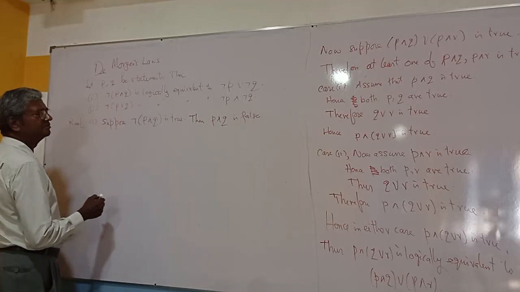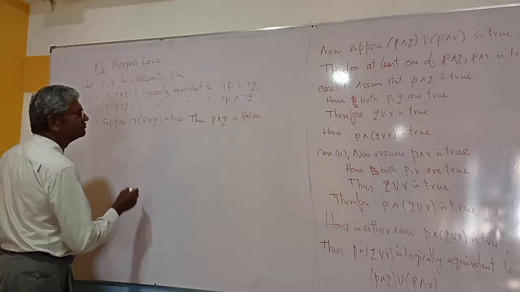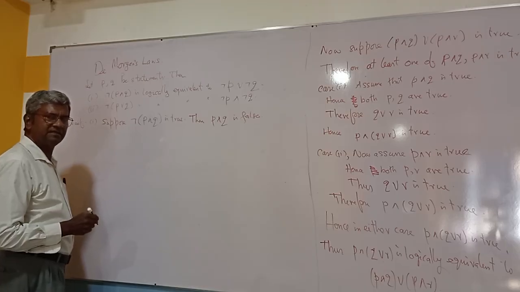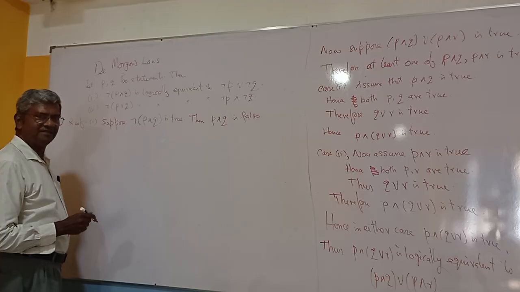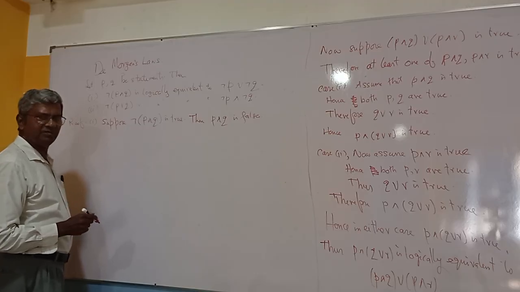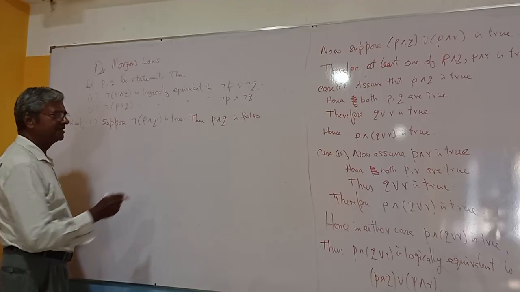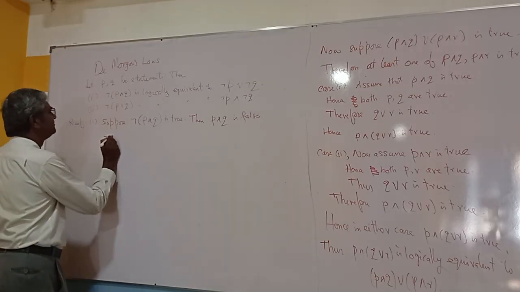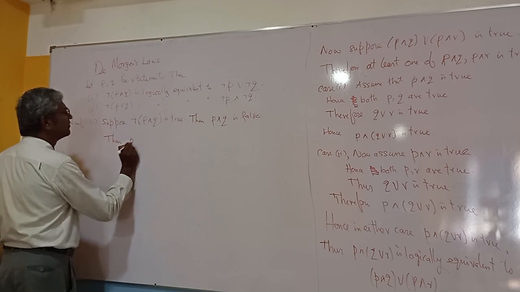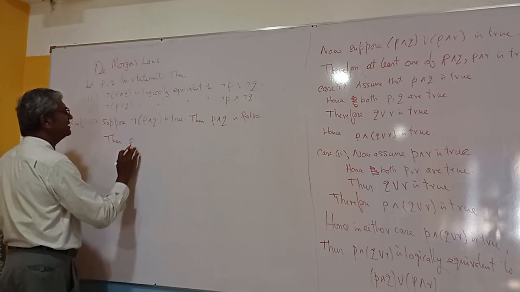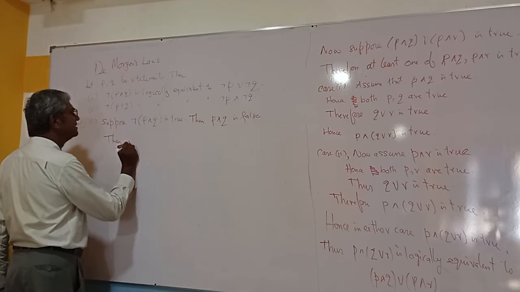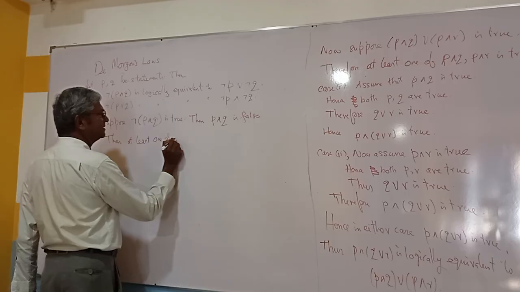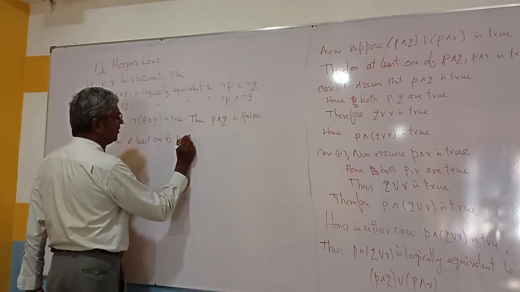So then what can you say? Then P is false, or Q is false. Yes? Are you sure? P is false, or Q is false. One of them has to be false. Again you are saying at least one of them. Yes. P is false.